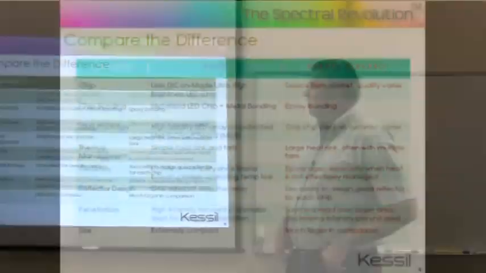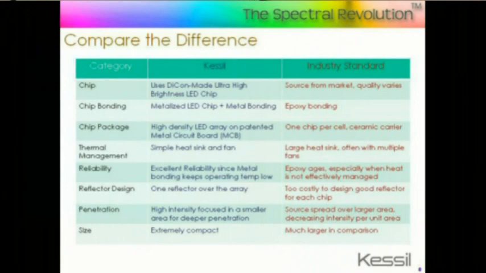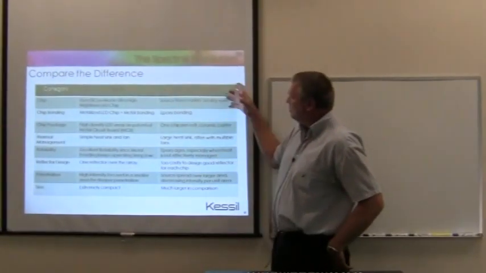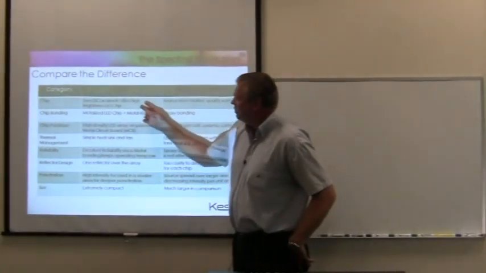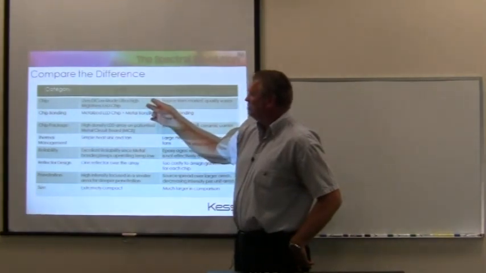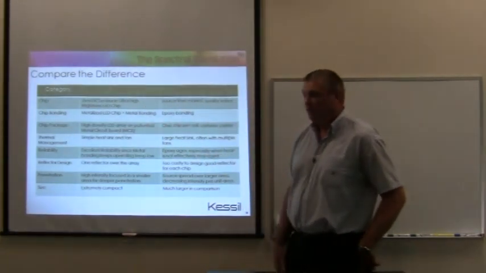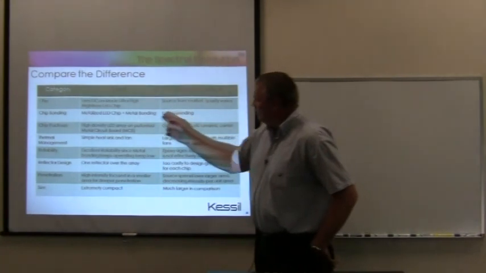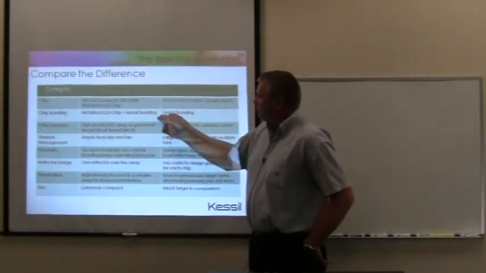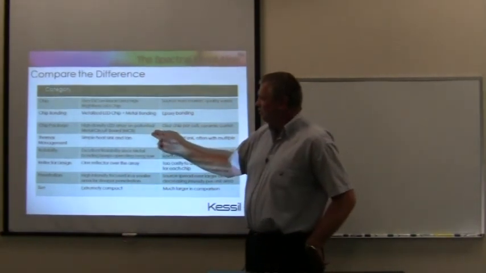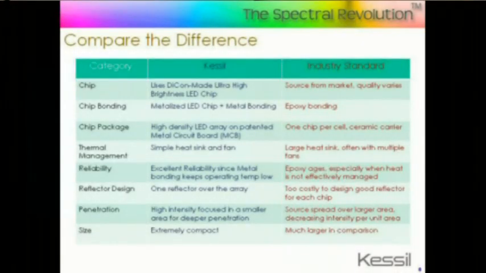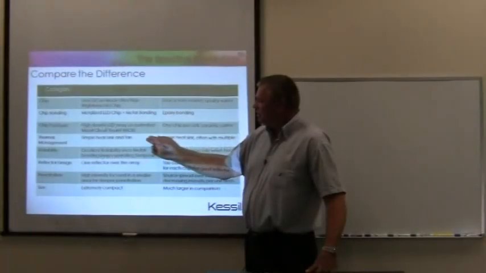This just tries to summarize some of those key differences that we've just spent time talking about between Kessil lighting products and what's typically done in the industry. Fundamentally, we're using DiCon-made ultra-high brightness chips, not just whatever we can source off the open market. Key advantages in terms of chip bonding through the metallized chip bonding process, the use of a high-density LED array on this patented metal circuit board, very well thought out and executed thermal management.